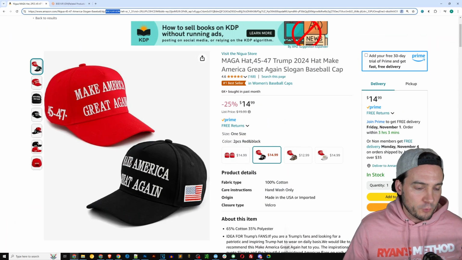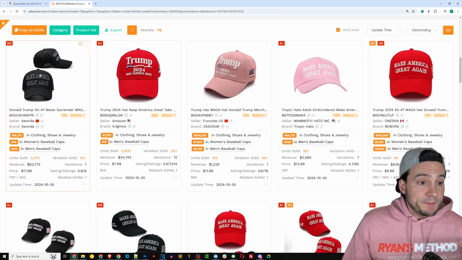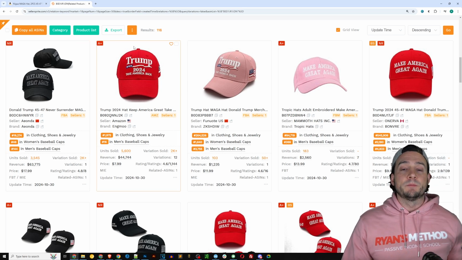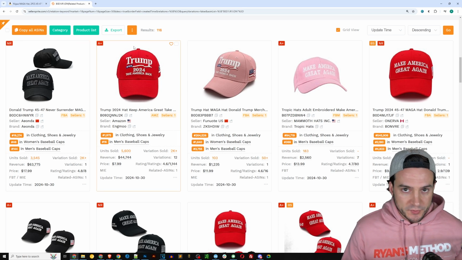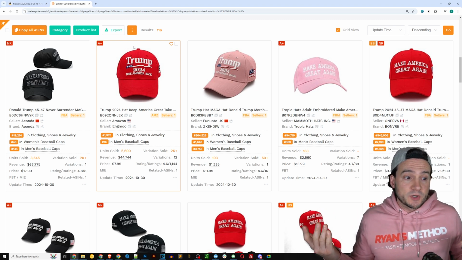It's got 45, 47 on the side for Trump, of course. First one that pops up is a black hat with a gray embroidery. By the way, when you sell embroidered products, you can choose the thread colors. So you can do like a black hat with kind of a darkish gray embroidery. If that's popular, go ahead, right?